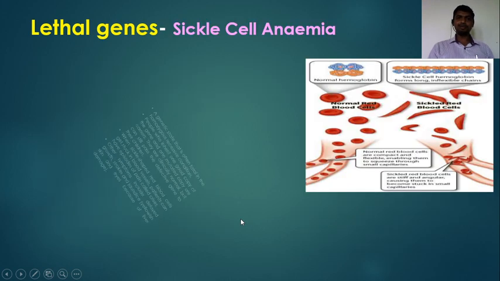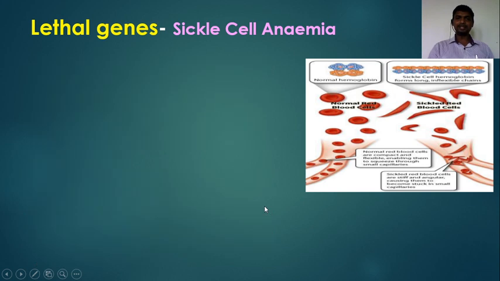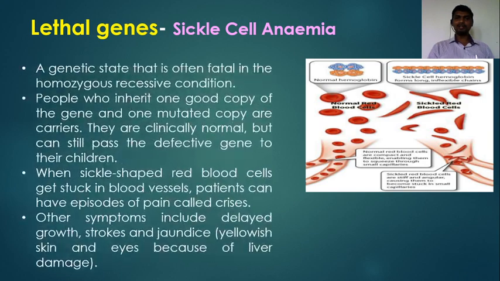Another example we are going to take here is sickle cell anemia. Sickle cell anemia is one of the diseases found in human beings. It is a genetic state that is often fatal in the homozygous recessive condition. Similar is the case of the lethal alleles that we saw in the coat color in mice. The homozygous condition is responsible for the death of the individual.